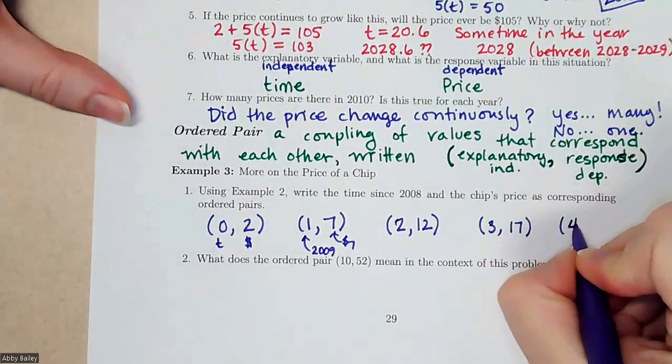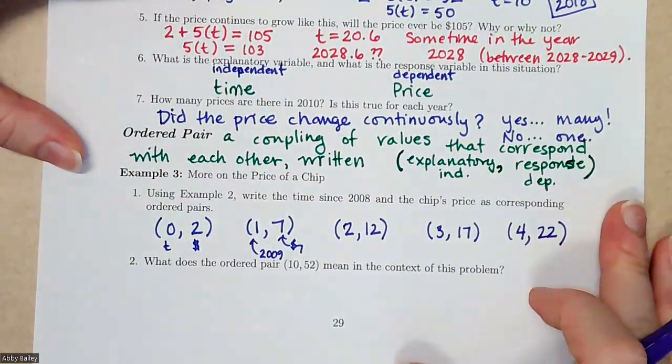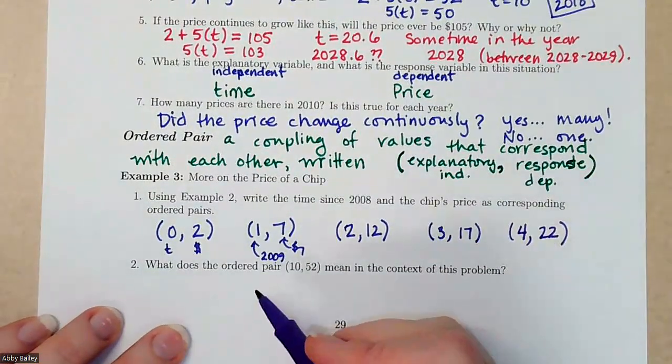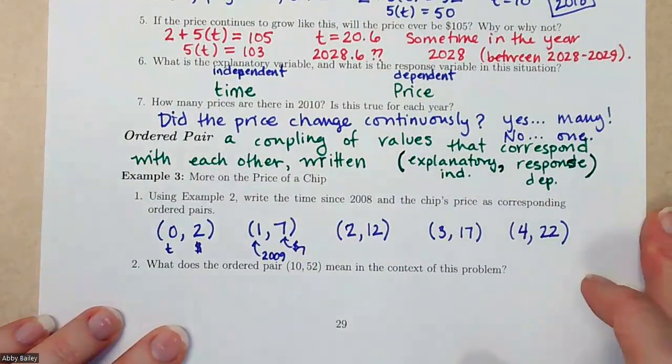And we could just keep going. 4 years later, it was $22. Okay, and they correspond to each other. Tell me how much time has gone, and I'll tell you the price.